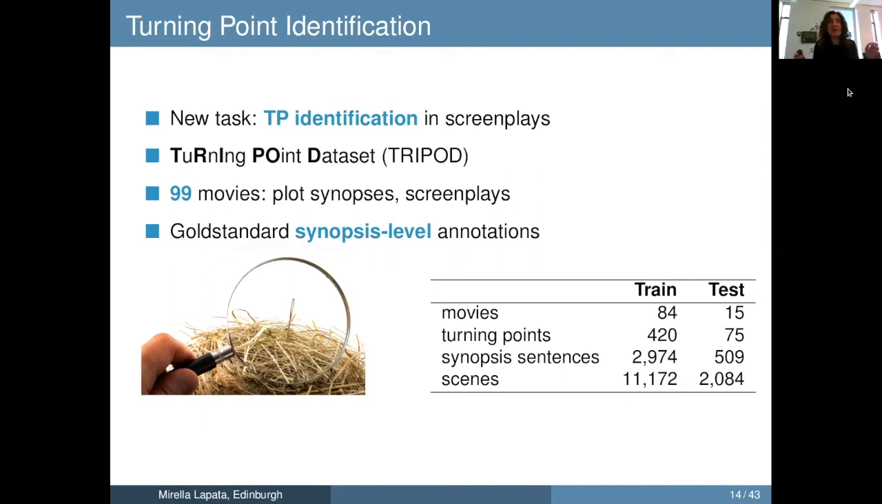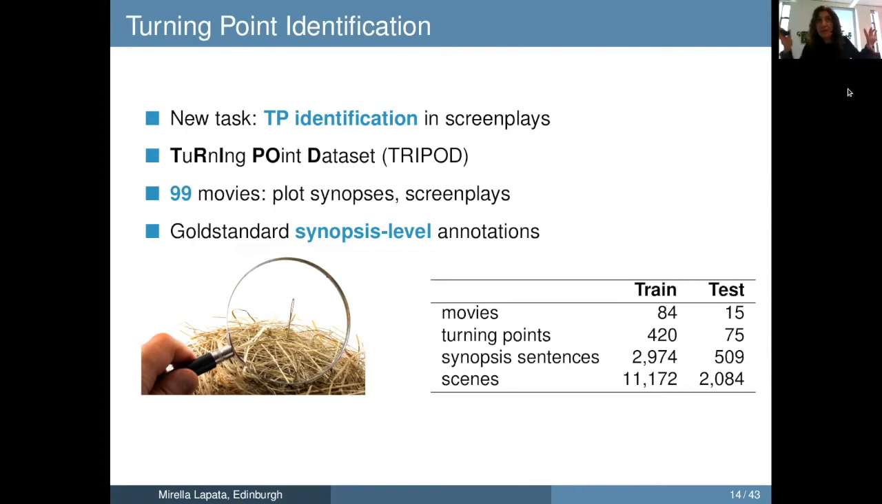And this can be a very difficult task because they are boundaries. So at some point, the turning point finishes and the new turning point begins. And trying to find these boundaries could be very difficult if you're doing it on the screenplay level. So what we did for the annotation is we gave annotators synopses, summaries of the movie, and asked them to annotate those as opposed to the screenplay.